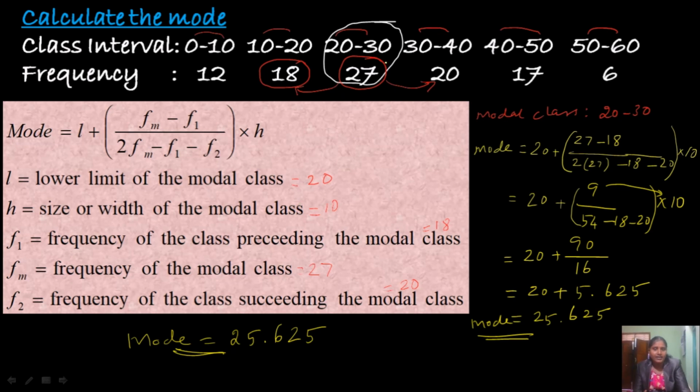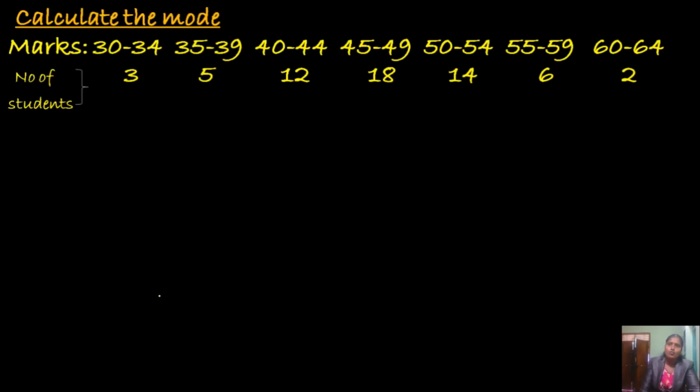You have to cross-check the value too. Since the modal class is 20 to 30, the mode value always lies within the modal class interval. So the value 25.625 lies between 20 and 30, so our calculation is correct. This is how we verify whether the mode you have calculated lies within the class interval or outside it. So mode is equal to 25.625 in this case.